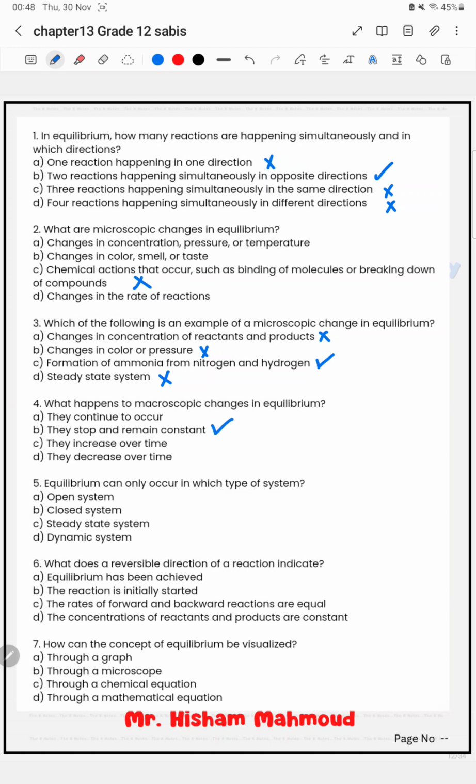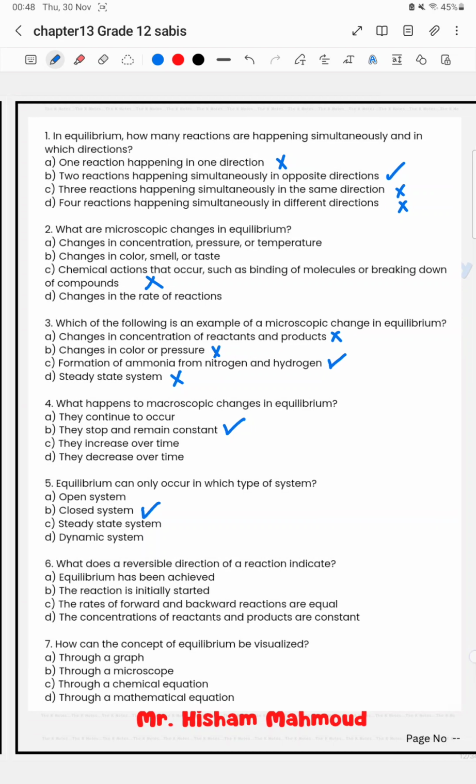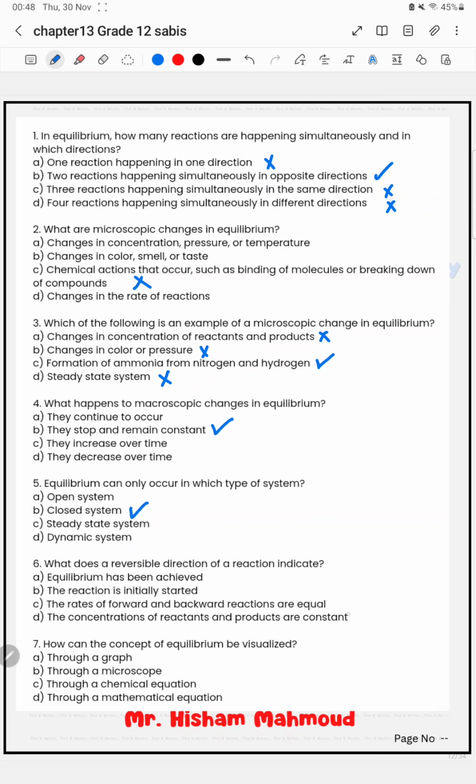Equilibrium can only occur in which type of system? Again, we say it's a closed system. What does the reversible direction of a reaction indicate? Equilibrium has been achieved. The reaction is initially started. The rates of forward and backward reaction are equal. The concentration of reactants and products are constant. So a reversible direction of a reaction indicates that equilibrium has been achieved. When you say reversible direction, which means happening in both sides, concentrations are constant, rates of forward and backward are equal, and equilibrium has been achieved.